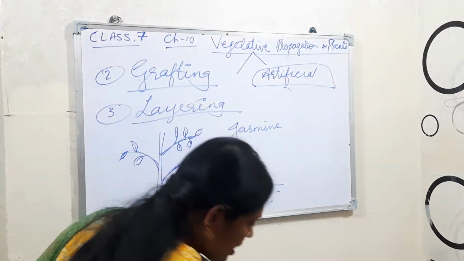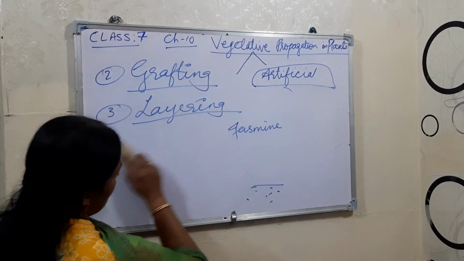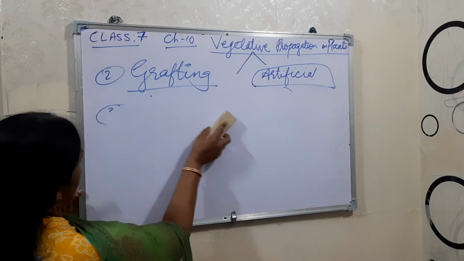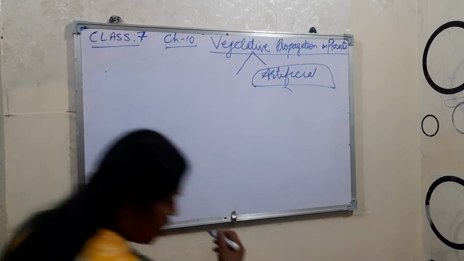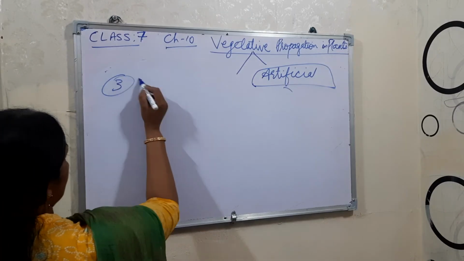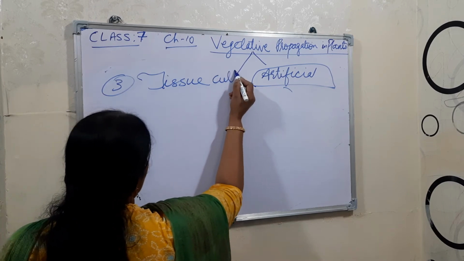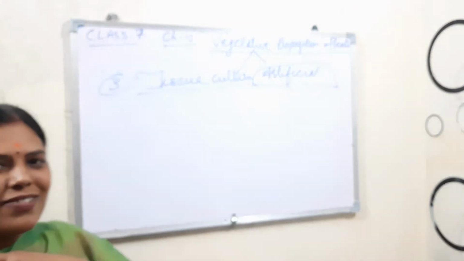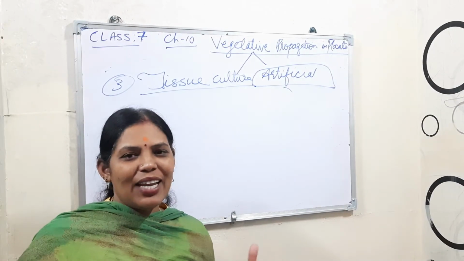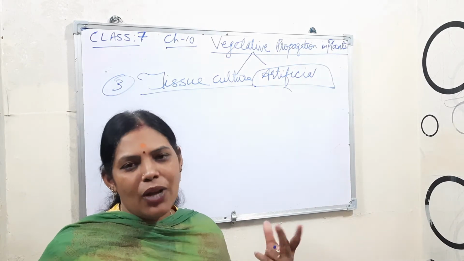Okay, and the next one is tissue culture. The third one is tissue culture. Tissue means what? A group of cells joined together forming tissues. The tissues have the capacity to grow into a new one.